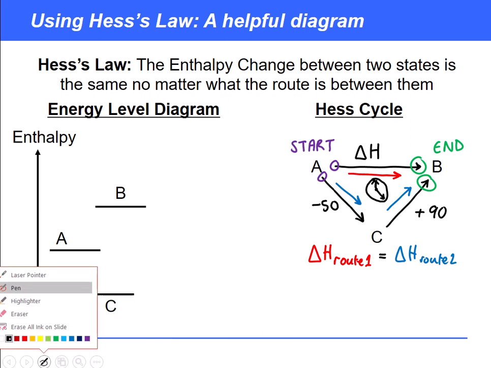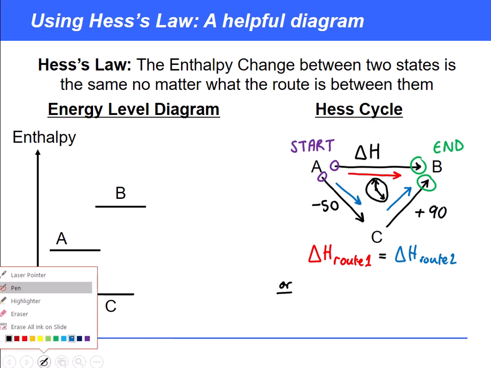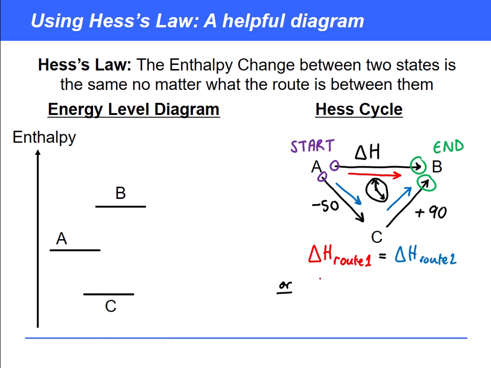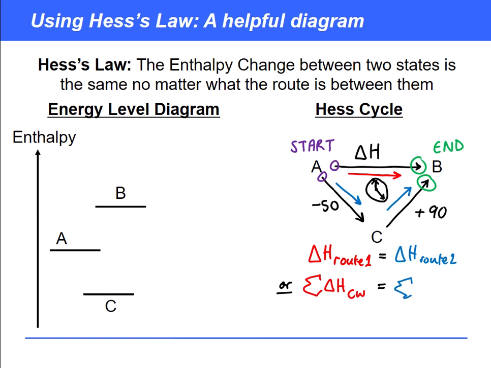So another way of thinking about Hess's law is to say that rather than thinking about routes between starting and ending points, we can simply say that the sum of the enthalpy changes in the clockwise direction has to be equal to the sum of the enthalpy changes in the anti-clockwise direction. So another option, if you don't like identifying the routes between the two states, is to look at which arrows have an anti-clockwise sense and which arrows have a clockwise sense.